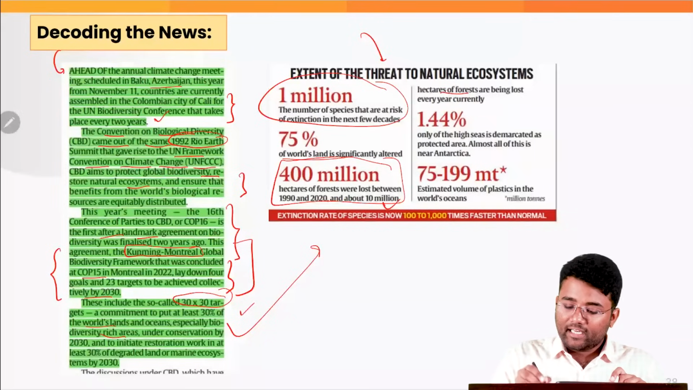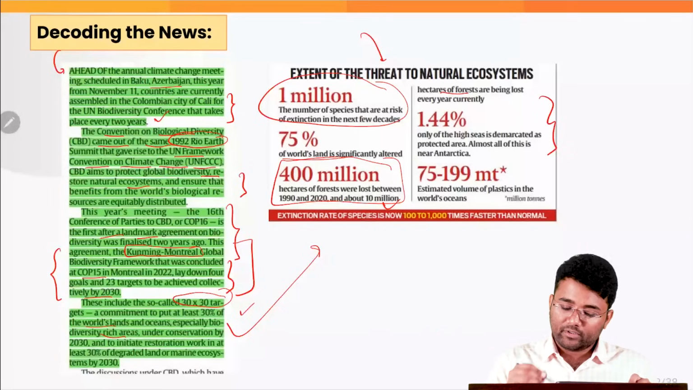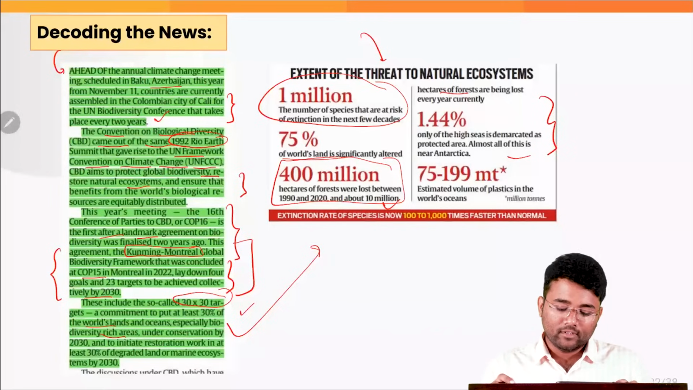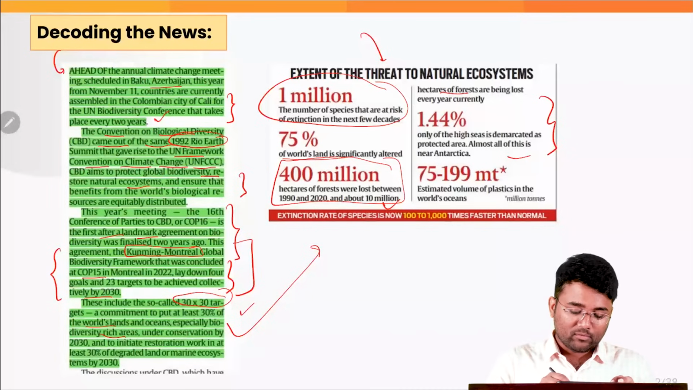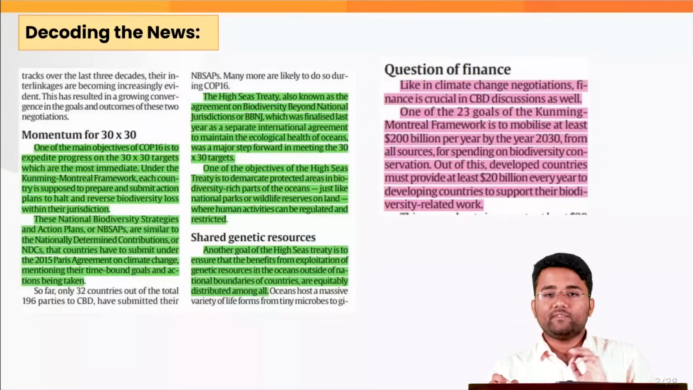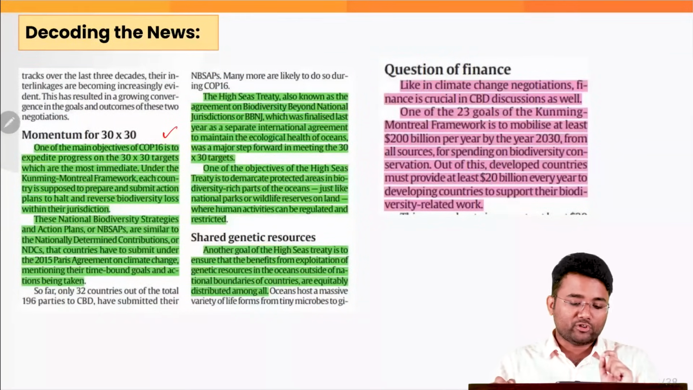And about 10 million hectares of forest are being lost annually. Only 1.44% of the high seas is demarcated as protected areas. So these are some of the data which emphasize the point that it is very important to ensure that we achieve these targets.